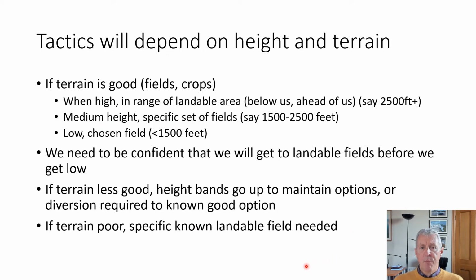Now how we go about this is going to depend on the height that we have and the terrain underneath us. Let's start with the easy one. If the terrain is good, so there are lots of fields, and maybe we're not at the time of the year when those fields are full of difficult to land in crops, so basically everywhere we fly, we're going to be in range of a landable area. Perhaps below us, definitely ahead of us.